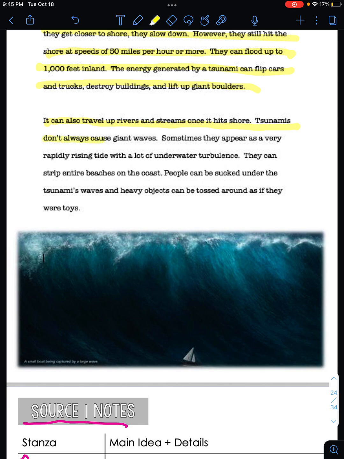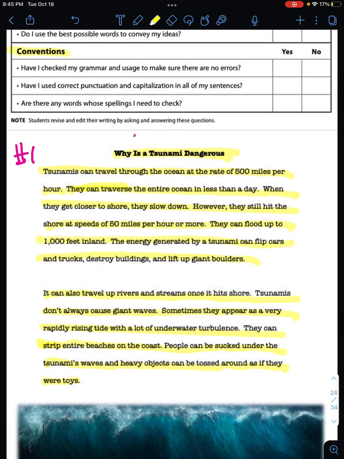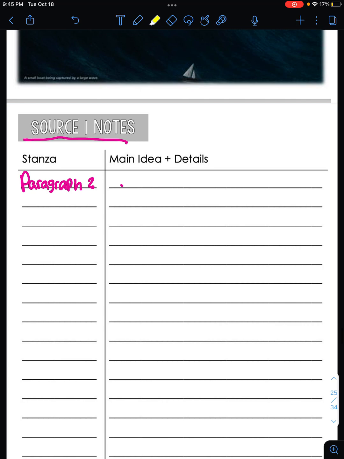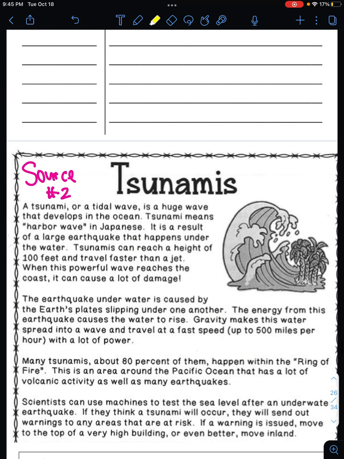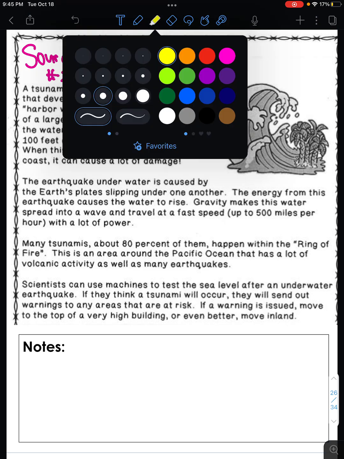Tsunamis don't always cause giant waves. Sometimes they appear as a very rapidly rising tide with a lot of underwater turbulence. They can strip entire beaches on the coast. People can be sucked under the tsunami's waves, and heavy objects can be tossed around as if they were toys. Okay, so that's a very good example. So this is your source number 1. You're going to go ahead and take notes on source number 1. Okay, what did you notice? What was the main idea? What were the details? Okay, for source number 2.